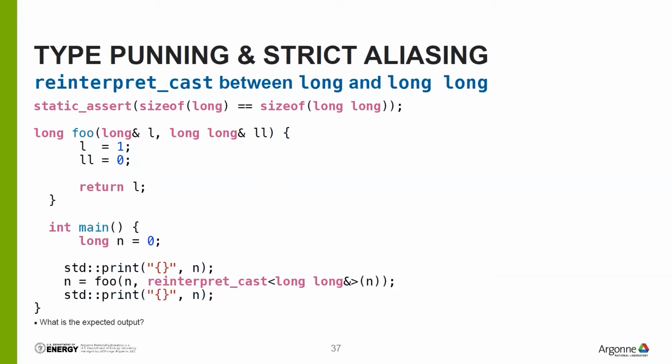So here's a small example, right? On a platform like x86-64, where there are 8 bytes, the size of long is the same as long long. I have a function that writes a 1 to the long, a 0 to the long long, and returns what it wrote to the long. I use a reinterpret cast to do type punning. Any guesses what the output is? Standard print just prints the number. It's the C++ 23 way of doing it. Any guesses what output we get? The first one's 0. This one's easy. This output's a 0.